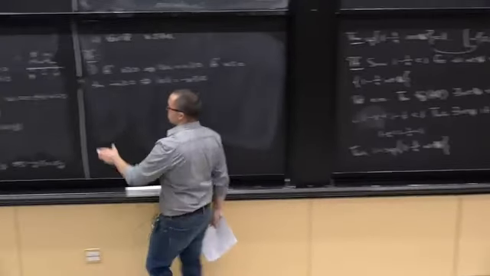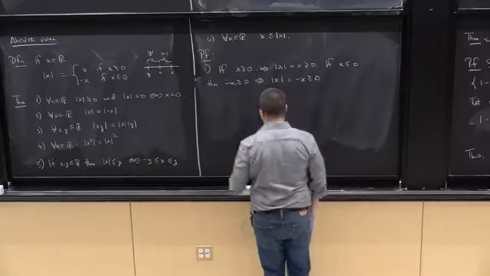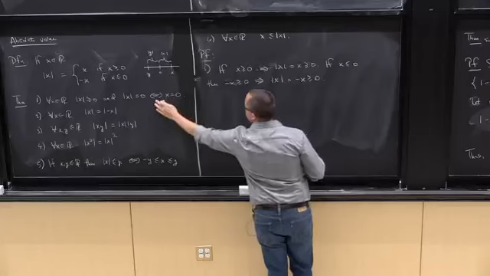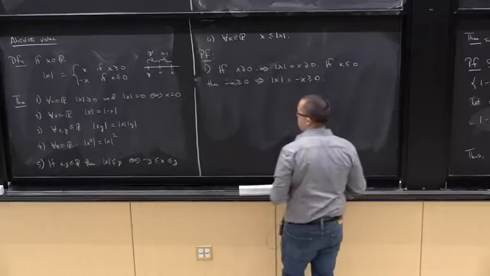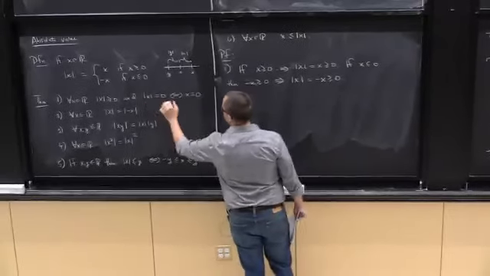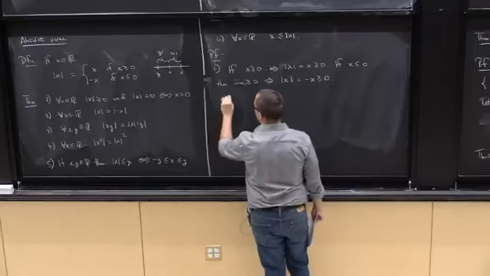So now let's prove this statement. Absolute value of x equals 0 if and only if x equals 0. So when you see an if and only if, or two arrows here, that means there are two statements you need to prove: that this implies this and this implies this. So let's start with this direction.